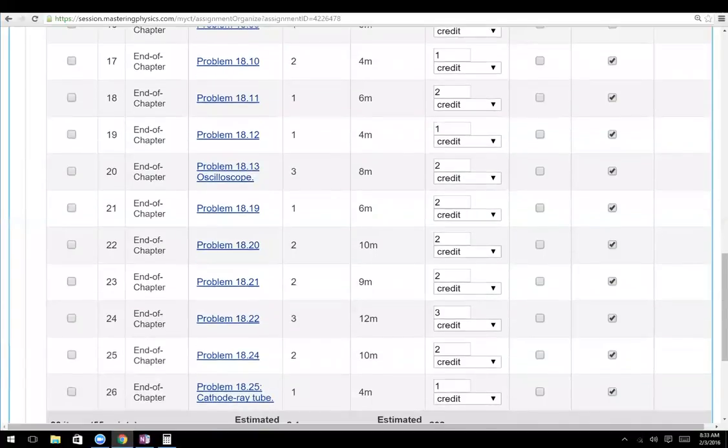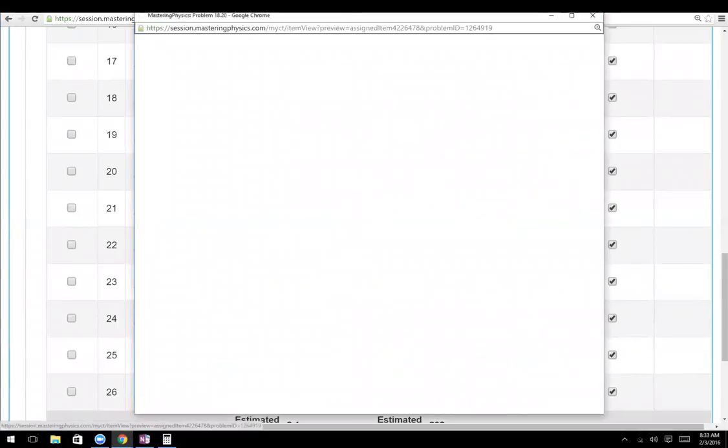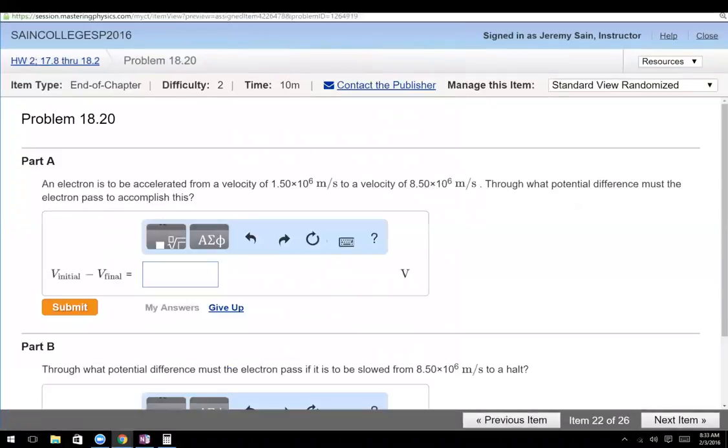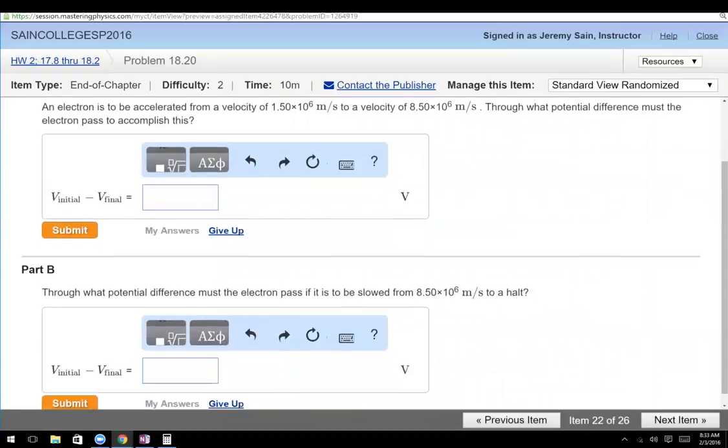All right. Let's jump down to about number 20. See how it is. So you want to accelerate a proton from a velocity of that to a velocity of that. Through what potential difference must the electron pass? So again, it's just like last semester. If you want to change velocity, that means you're changing kinetic energy. If you're doing that, you're going to change potential energy. So it's just changing potential is going to be the same as changing kinetic.